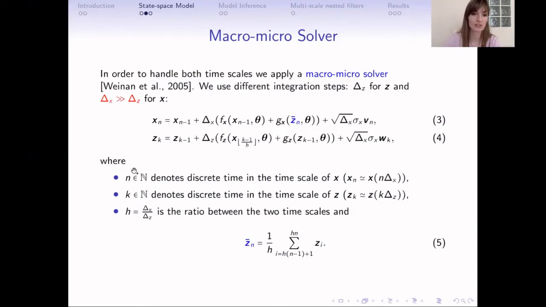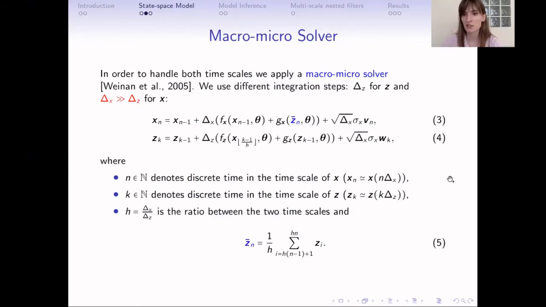We have, on the one hand, n to denote discrete time in the time scale of the slow state variables, and we have k to denote discrete time in the time scale of the fast variables. We have also here h, that is the ratio between the two time scales, the time steps z needs to take to reach the next time step of x. So we have also this var z that is basically the average of the last h steps of z we need for the integration of the next time step of x.